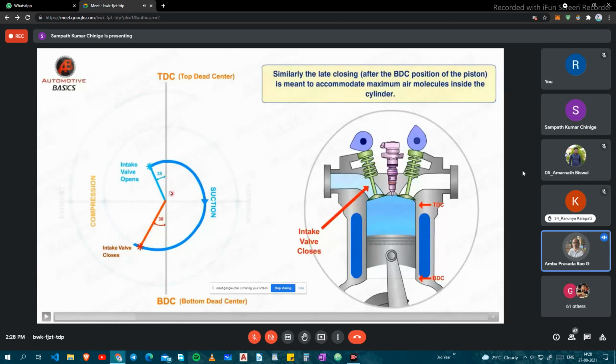Now your actual compression starts here. Actual compression in a sense has already started, but now the valve is totally closed, so your effective compression starts. The charge, whatever air has entered, gets compressed by the piston in its upward stroke.